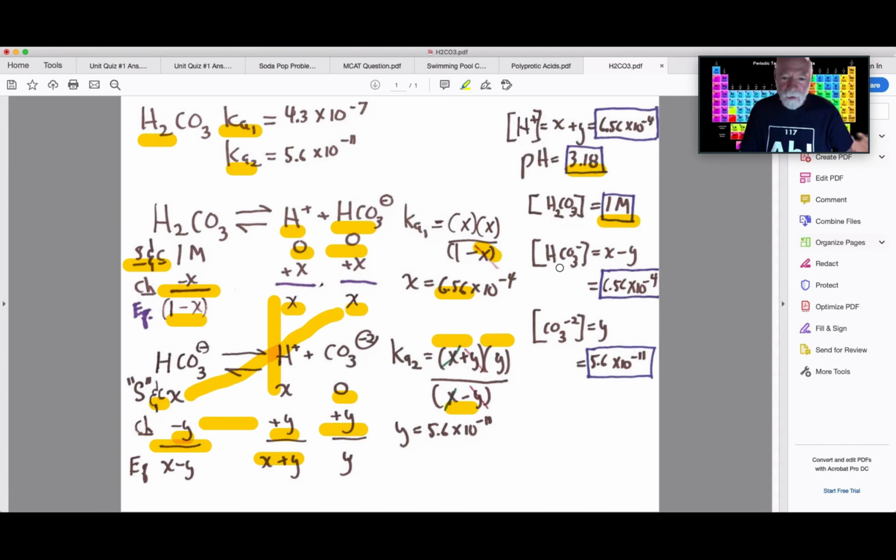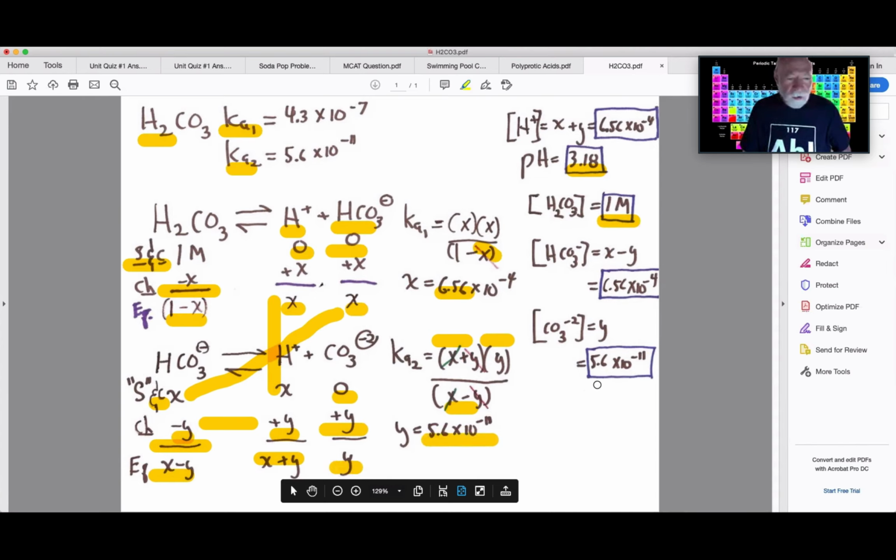Now, how about the hydrogen carbonate? What is its concentration? That would be right here. It'd be X minus Y. So I subtracted Y from X. It hardly did show up on my calculator. So it's just 6.56 times 10 to the minus 4. And what's the final concentration of carbonate? It'll be Y. And Y is the 5.6 times 10 to the minus 11.